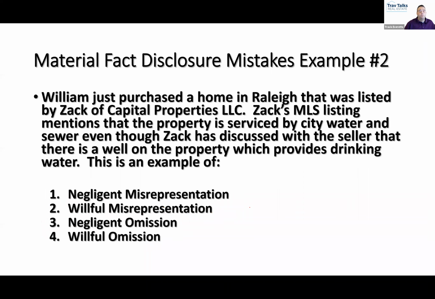William just purchased a home in Raleigh that was listed by Zach of Capital Properties LLC. Zach's MLS listing mentions that the property is serviced by city water and sewer, even though Zach has discussed with the seller that there's a well on the property which provides drinking water. This is an example of what? Take your time, read it, decide first, is it a misrepresentation or an omission? And then decide, is it willful or negligent?